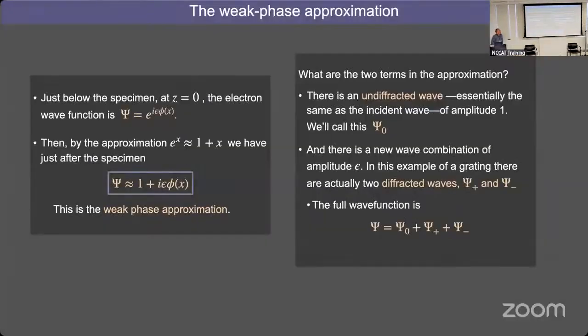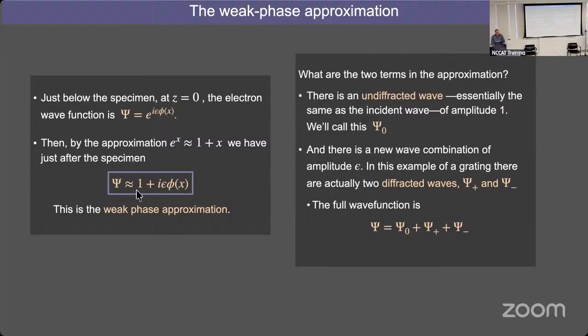Now here's where I'm going to use that approximation of e to the x. This is the function just below the specimen, and if we use this approximation, we can say that this complex exponential can be approximated by this thing. It's 1 plus all of the variable phase part, and this variable phase part has i multiplying it. So this is an imaginary part of that wave function.